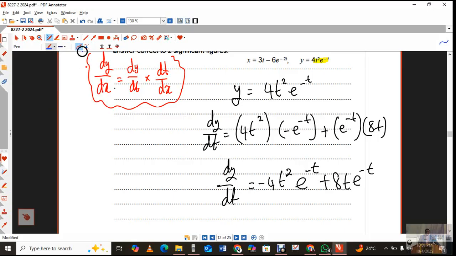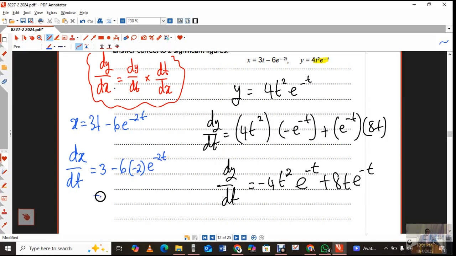It's given to me as x equals 3t, I'm trying to save space, minus 2t. So I'm going to do dx dt because that's how it's given for now. If you do the derivative of 3t, it's just going to be 3, minus 6, then times negative 2 e to the minus 2t. Let's just clean it up. It's 3 plus 12e to the minus 2t.